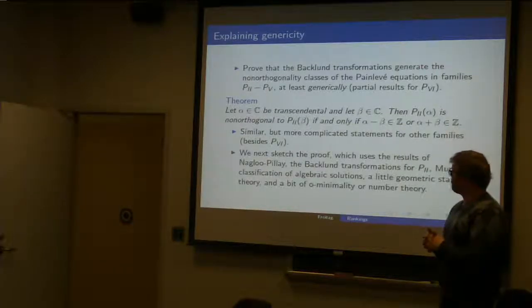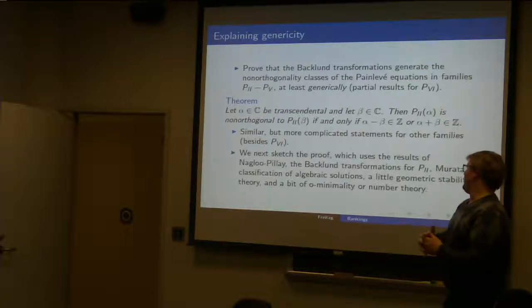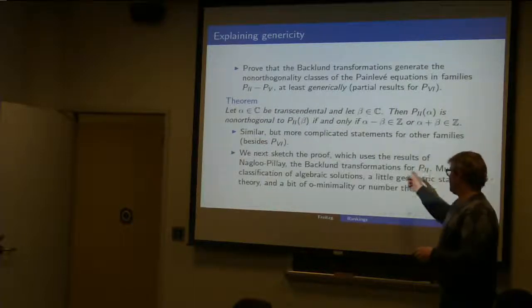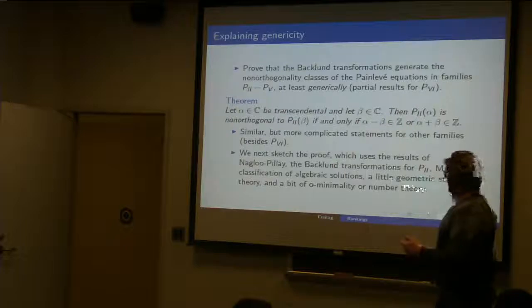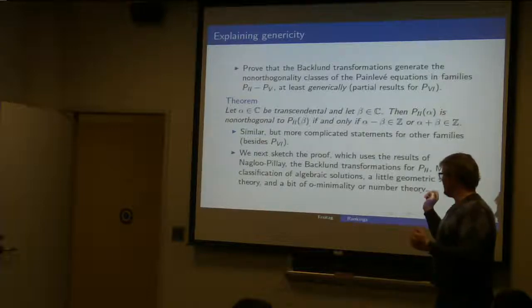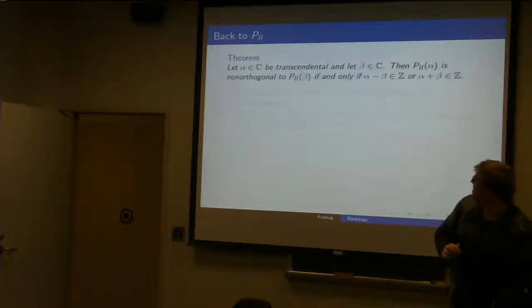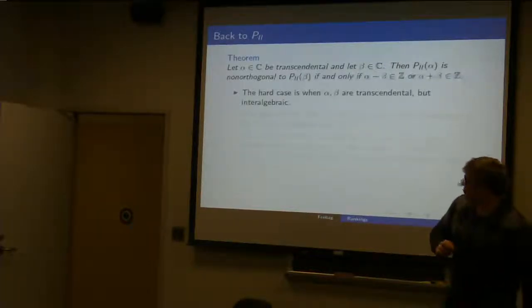I'm going to sketch this proof. It uses lots of results of lots of people: Anand and Ronnie's class, these Bäcklund transformations, results of Murata on algebraic solutions, geometric stability theory, which is a piece of model theory, and either o-minimality or number theory, depending on your taste. We'll see.